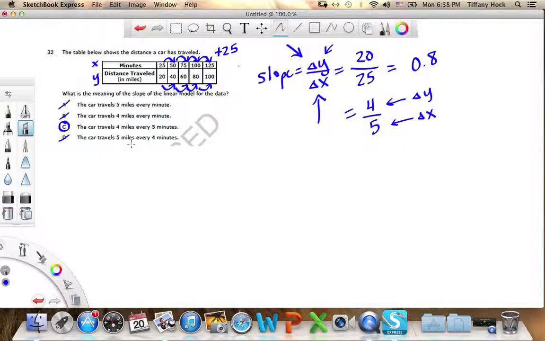Just be careful, because notice the 4 and the 5 from our answer here show up in each one of these. This one also mentions the two numbers together. It just has it backwards. They're thinking of the 5 being on top and the 4 being on the bottom, which would be the case if you just went with 25 over 20, just looking at the numbers on the top of the table and the bottom. But remember, it's change in y over change in x. So you have to take these two numbers and really flip them, okay, when you're writing down what the slope is. All right, so the correct answer here is C.